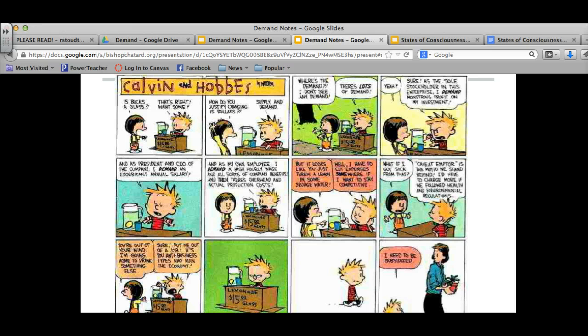Susie says, what if I get sick from that? Calvin says, Caveat emptor is the motto we stand behind. I'd have to charge more if we followed health and environmental regulations. Susie says, you're out of your mind. I'm going home to drink something else. Calvin says, sure, put me out of a job. It's you anti-business types who ruin the economy. And then Calvin's sitting there all disgusted and angry, and he goes over to his mom, and he tells his mom, I need to be subsidized.